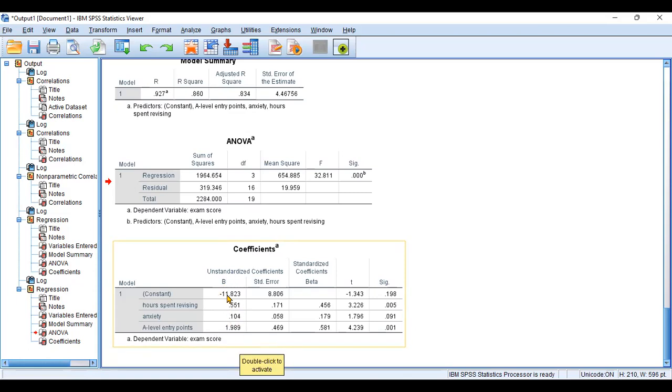Now, the challenge we may have using the unstandardized is that we cannot do comparison. Time spent gives us 0.551, anxiety is this, but these items are measured using different scales. Time spent is measured in hours, anxiety may be measured from strongly agree to whatever was used, and entry level point is measured maybe in terms of GCE performance. So we have different measurement scales. In order to neutralize this, we use the standardized. Standardized simply means we bring them to a common denominator where we can do comparison across different variables. So we can now assess the individual effects using a common unit.